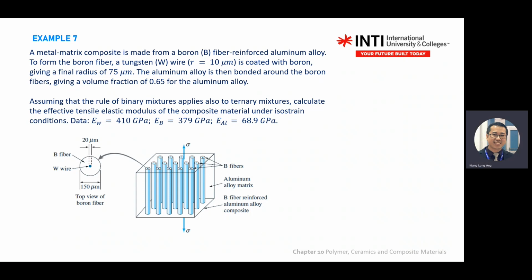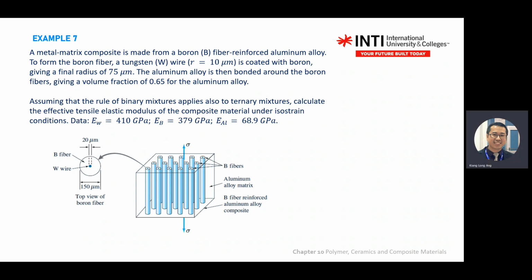The aluminum alloy is then bonded around the boron fiber, given a volume fraction of 0.65 for the aluminum alloy. Assume the rules of binary mixture also apply. So binary mixture means the one that we learned before the break, also to the ternary mixture. Calculate the effective tensile elastic modulus of the composite under isostrain condition.